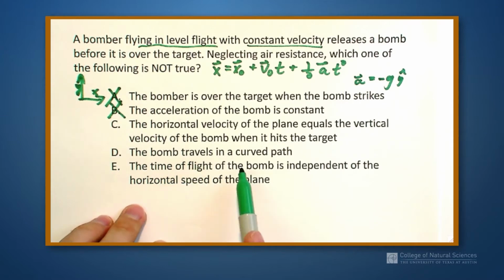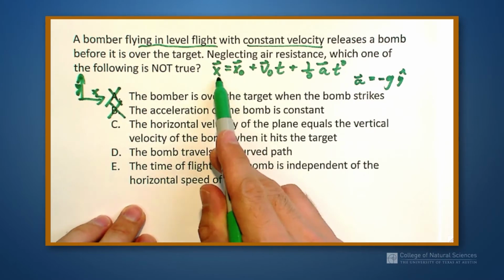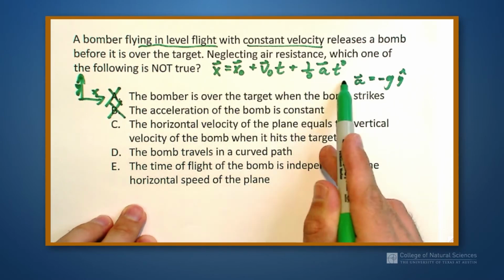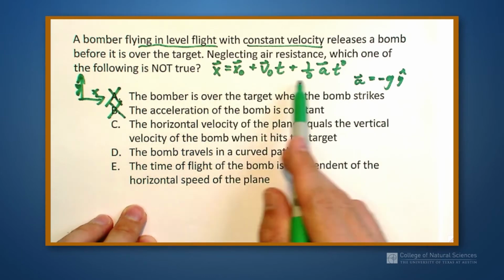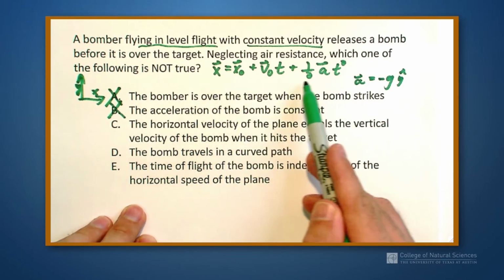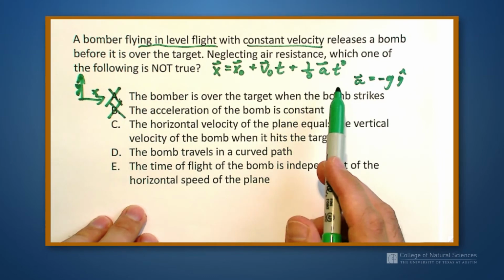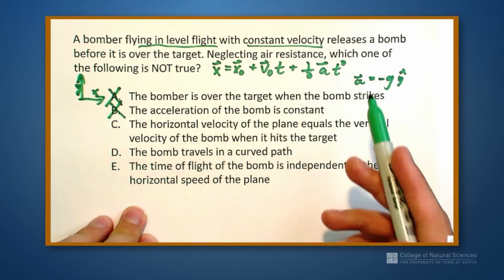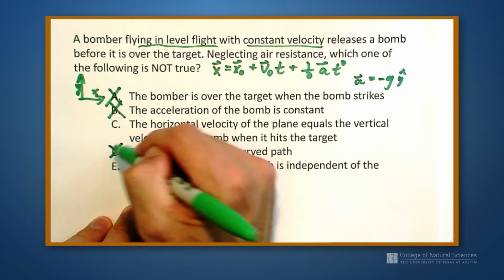The bomb travels a curved path. Well, this is the equation in position for both the x and the y coordinates. The x is going to be a linear function. The y is going to be a parabola. The track that it's going to do is actually going to be a parabola. Parabola is a nice curve.